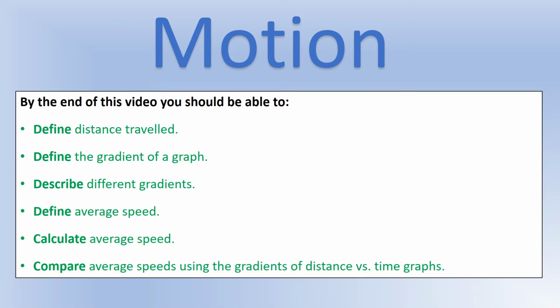So that completes the things that I wanted to go through in this video. Take a look through this list and test yourself now. See if you can do each of these things. Can you define distance? Can you define gradient? And can you define average speed? If you can't, go back to those sections and look over them again. And then look at some examples of calculating average speed and looking at different graphs and describing the speed on them, to make sure you can do each of these skills.